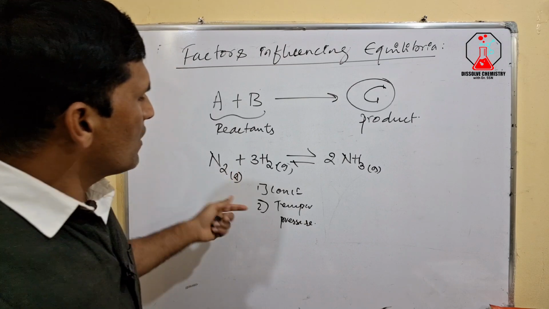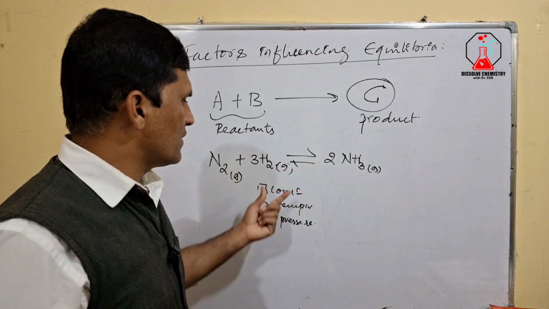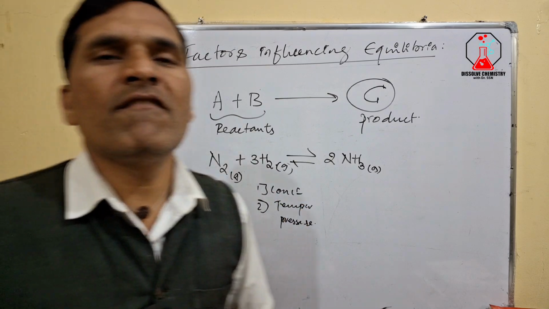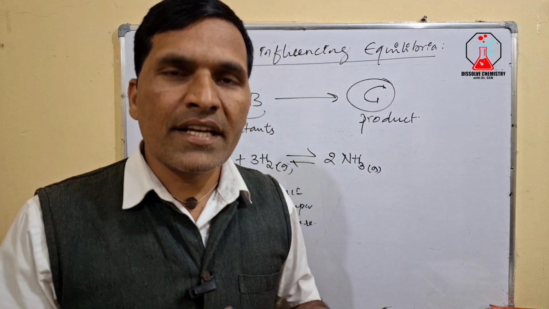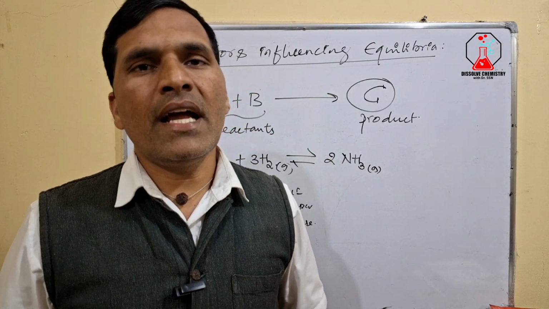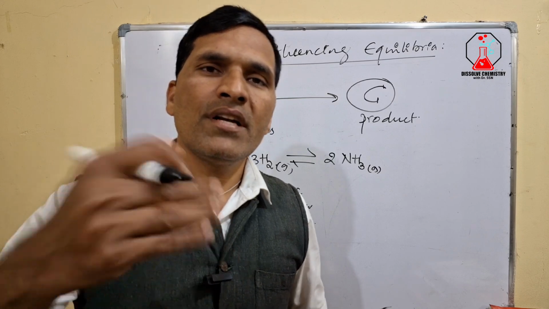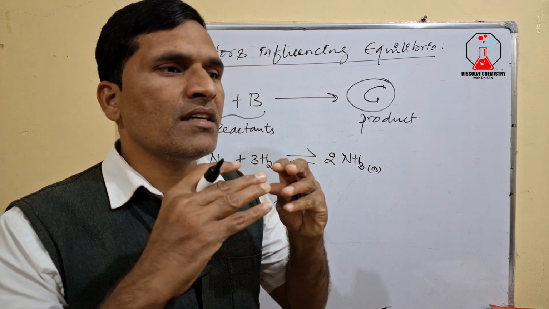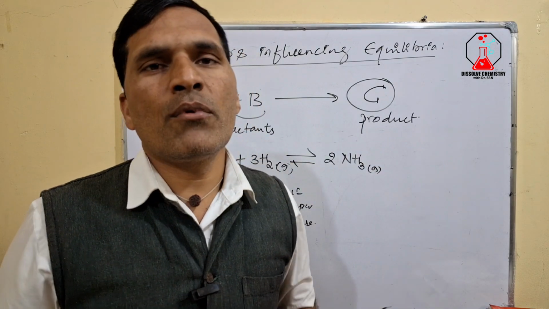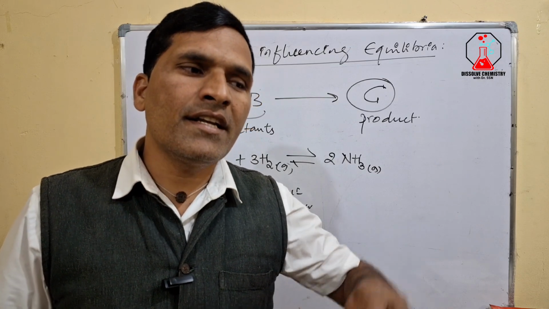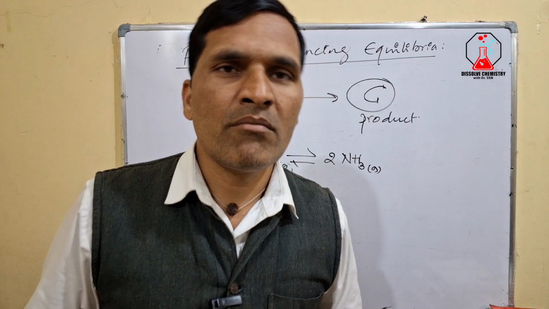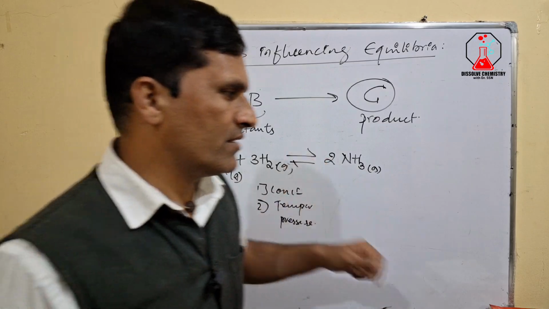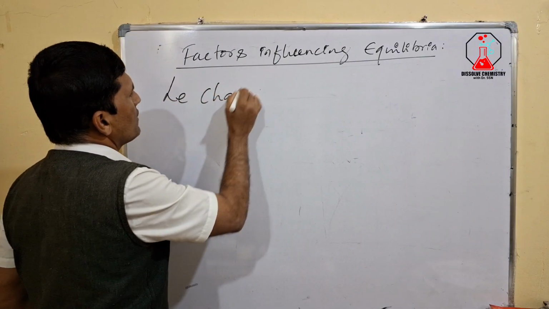Now, if we alter concentration, temperature, or pressure, how will our equilibrium shift, or how can we get more yield? We will see that one by one. Prior to that, we will talk about a very important principle, which will give the direction for how to alter an equilibrium in a particular direction to get more and more product. That principle we call Le Chatelier's principle.